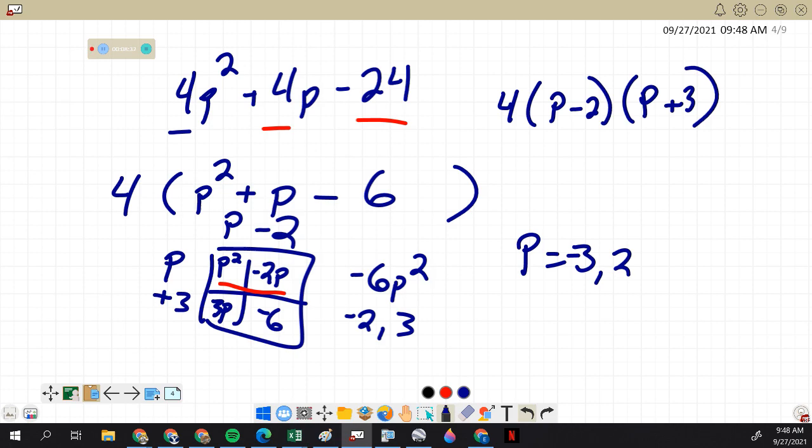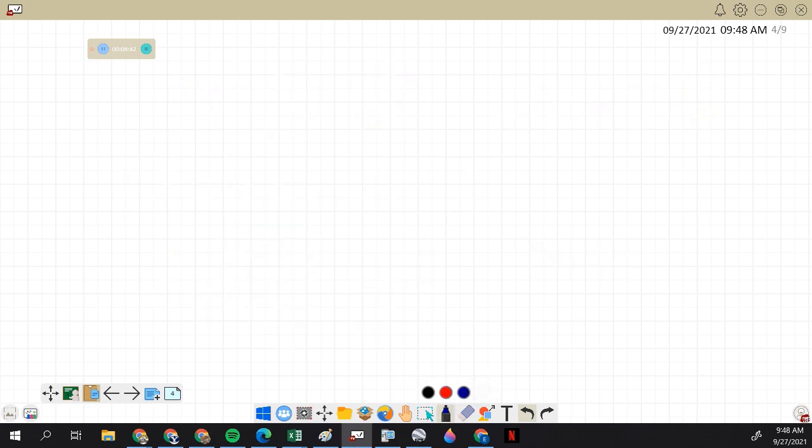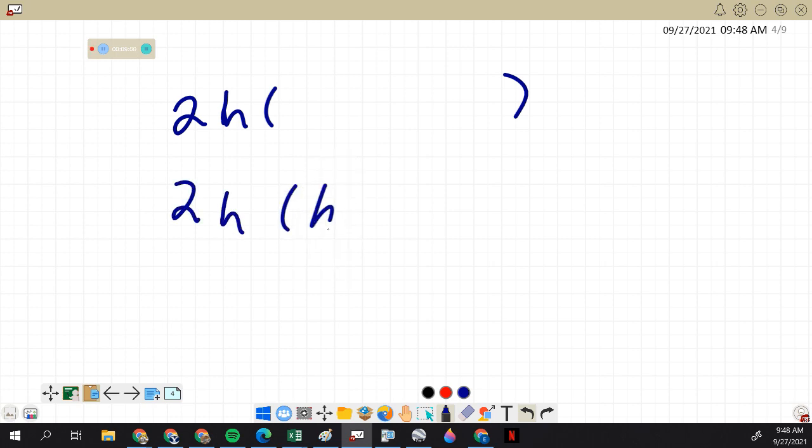So look at number 28. What can you pull out of 28? 2h. Okay, now I'm not going to solve this for you, but I want to show you something. When you factor that problem, you're going to get this. 2h times some quadratic, and then you'll factor the quadratic. And let's say these are the answers.